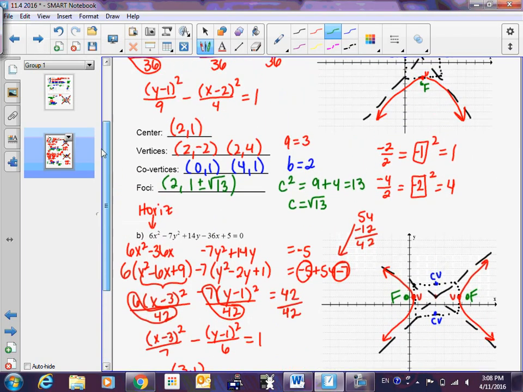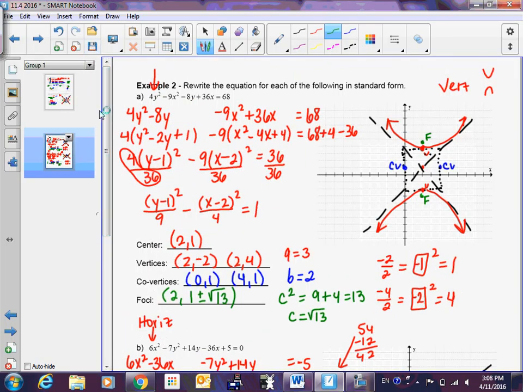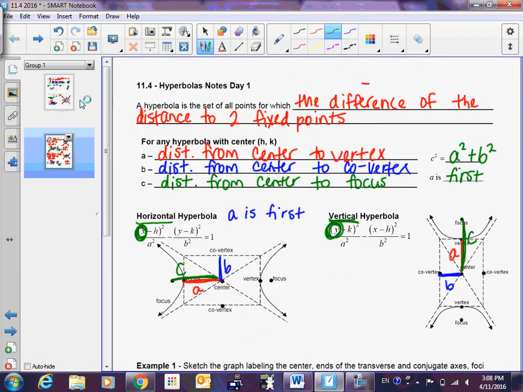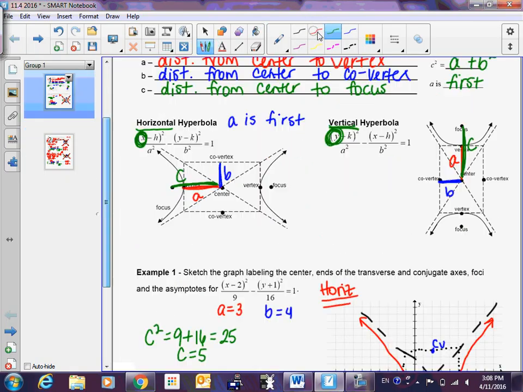One last thing that you'll need for your homework is just to make sure you understand a couple more words. Okay, this right here is your transverse axis. You may see that on your homework. And then your conjugate axis is right here. So the big difference is vertices.